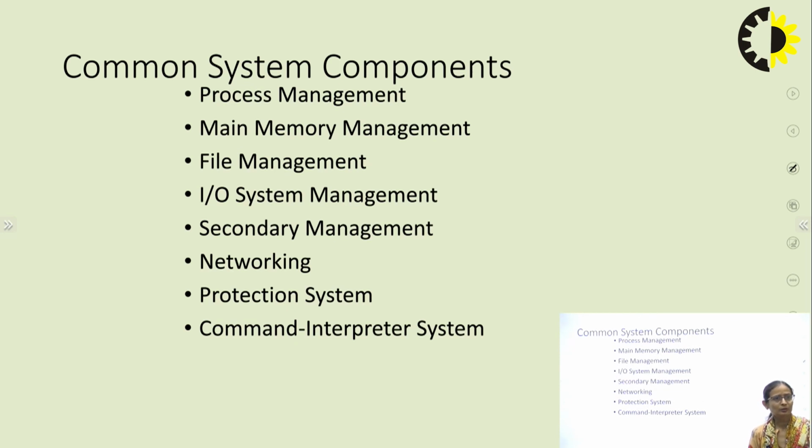Now, when we talk about the common system components in an OS, since we are aware that OS is acting as a bridge between hardware and software, managing all the resources, and providing a user interface to operate on the operating system, we have these system components: process management, main memory management, file management, input-output system management, secondary storage management, networking, protection system, and command interpreter system. We are going to discuss these components one by one.